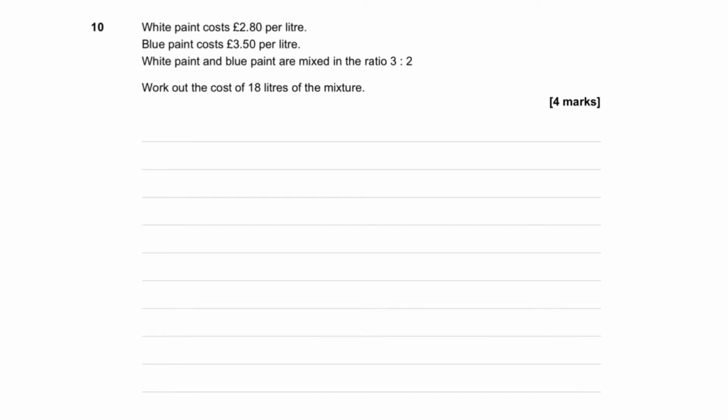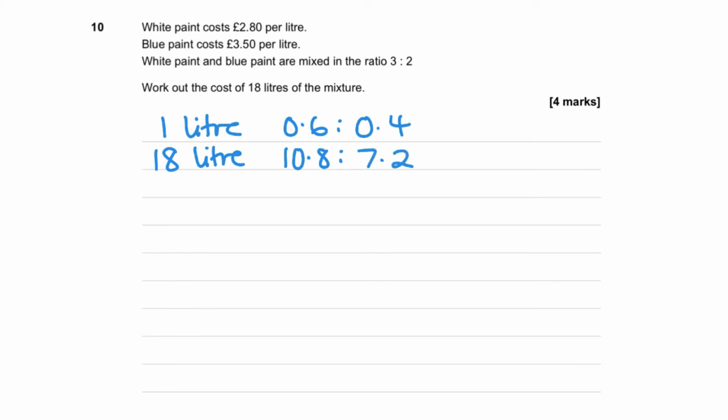So if we're mixing 3 parts white paint to 2 parts blue paint, each litre is going to have 5 parts of paint in it. So in 1 litre of paint, we're going to have 0.6 litres of white paint, 0.4 litres of blue paint. So for 18 litres, we need to times 0.6 by 18 to give us 10.8 litres, and 0.4 by 18 to give us 7.2 litres.